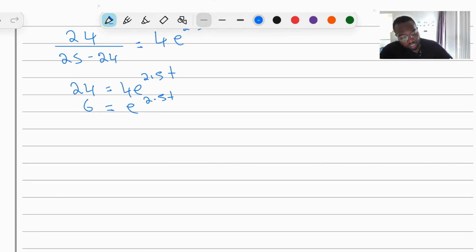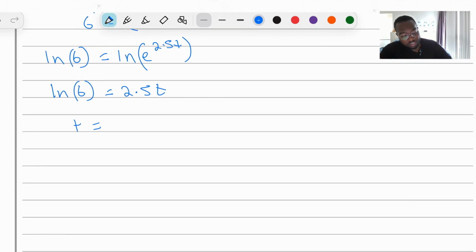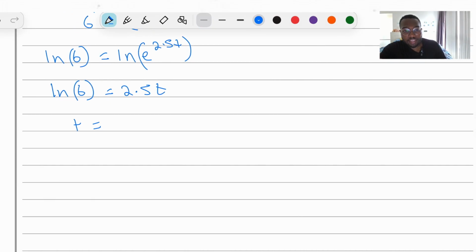At this stage, we take ln on both sides to eliminate the e. So we get ln 6 is equal to ln e to the 2.5t, and that cancels out. So we're left with ln 6 is equal to 2.5t. Therefore, t is just going to be ln 6 over 2.5. If you did that in your calculator, you would get 0.7167.